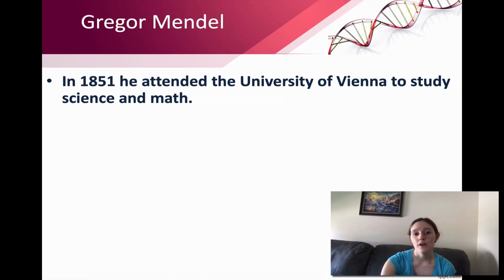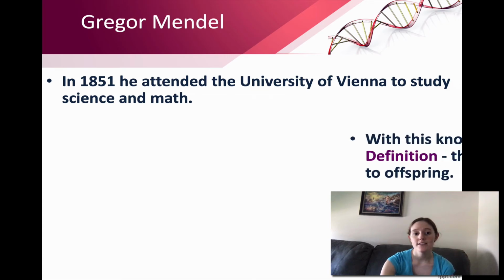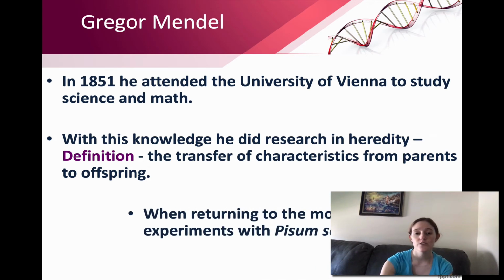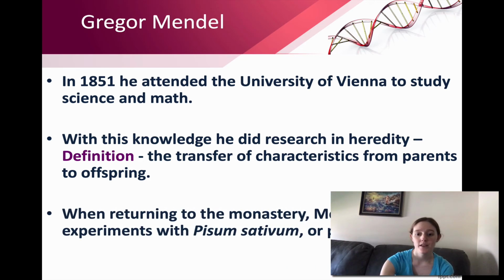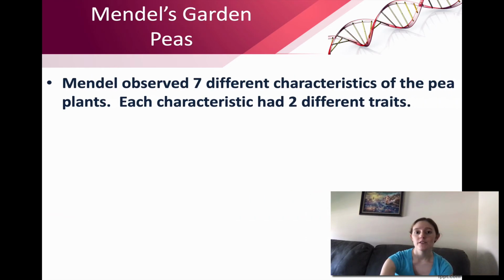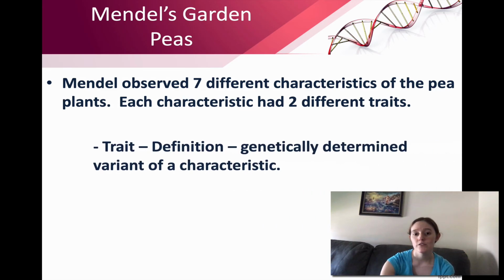In 1851, he went to the University of Vienna and he studied science and math. And with that knowledge, he decided to do some research in heredity, which is the transfer of characteristics from parents to offspring. Then, whenever he returned to his monastery after his college stint, he ended up working with pea plants. He observed that they had 7 different characteristics, and each characteristic has 2 different traits.